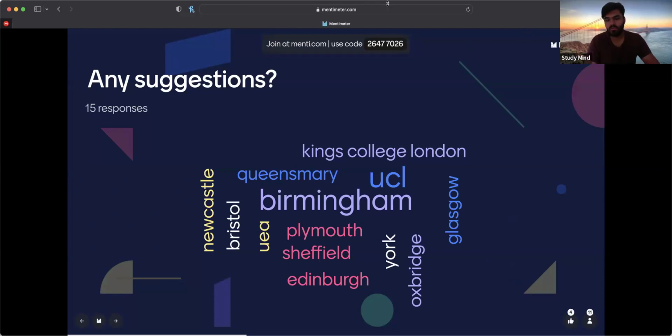Anyways, never mind. We'll go through some of these choices. Some of these are quite interesting. Somebody's put Newcastle. Now, there are three types of universities which I tell everybody about, and these are the three main formats.